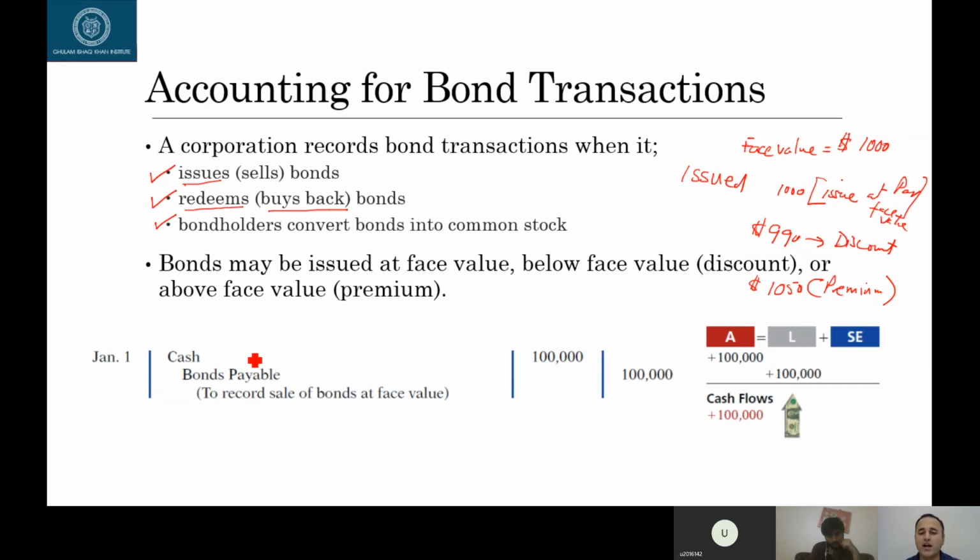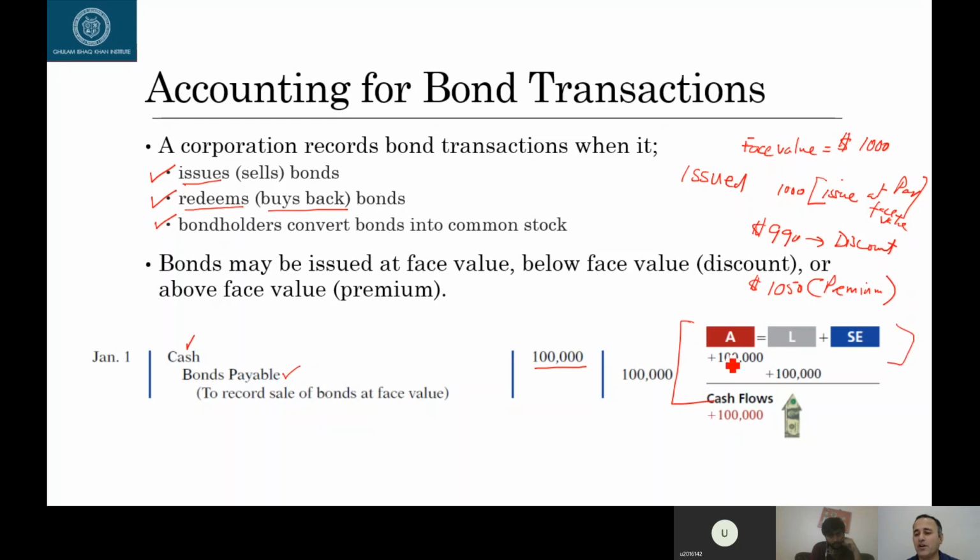Whenever a company issues a bond, they get cash for it. Yes or no, Humayun? Yes, sir. Perfect. So whenever a corporation issues a bond, they get cash, so you have to debit cash. But at the same time, it creates a liability for you: bonds payable.